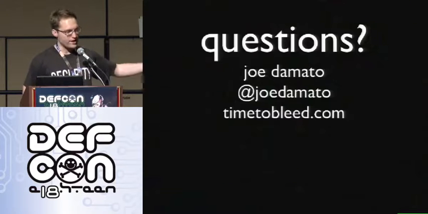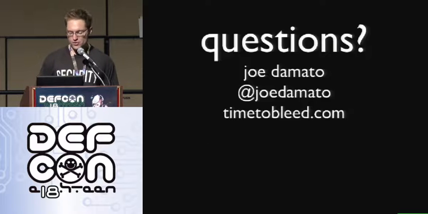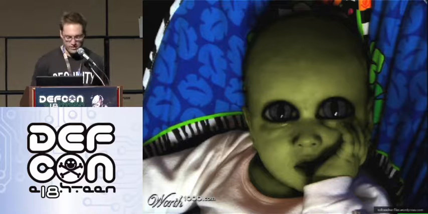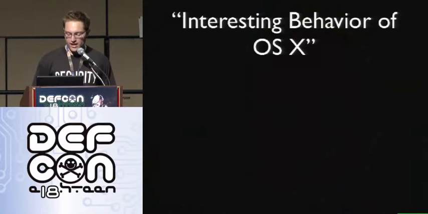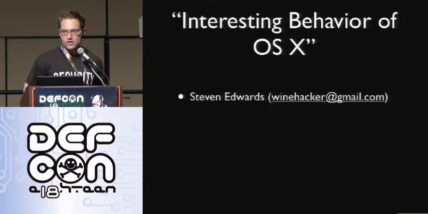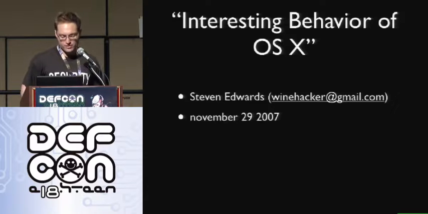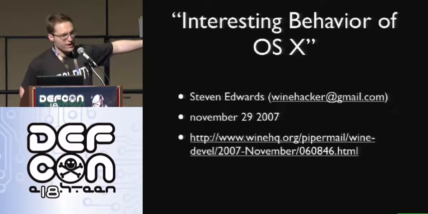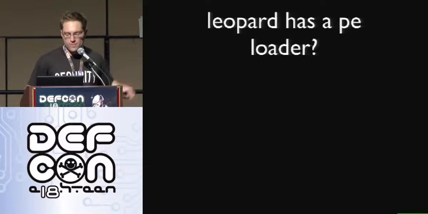And before I end this, I had a couple extra slides of something really weird I found that I wanted to share in case I had some extra time. So look, an alien baby. And I saw this really crazy post to a mailing list. The title of the post was Interesting Behavior on OSX. This was written by a guy named Stephen Edwards, November 29, 2007. This is the link to the actual mailing list post that he wrote.